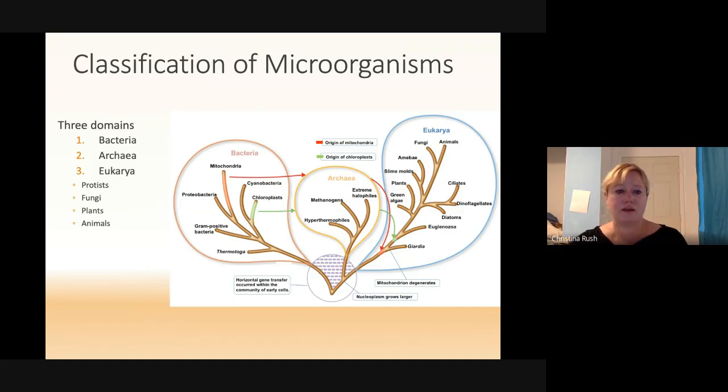In eukarya, we have protists, fungi, plants, and animals. The only 2 that are going to be microbes will be those protists and fungi. We're not going to include, obviously, plants and animals as microorganisms.